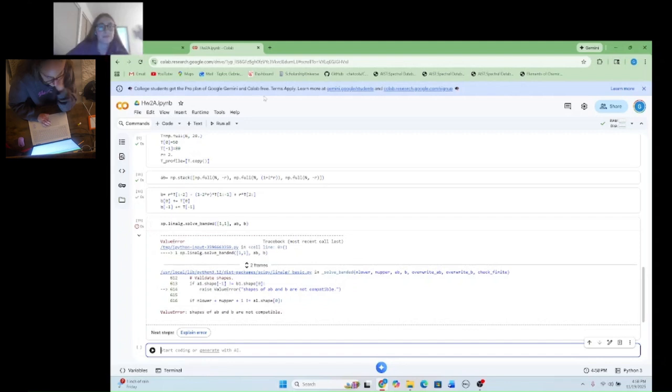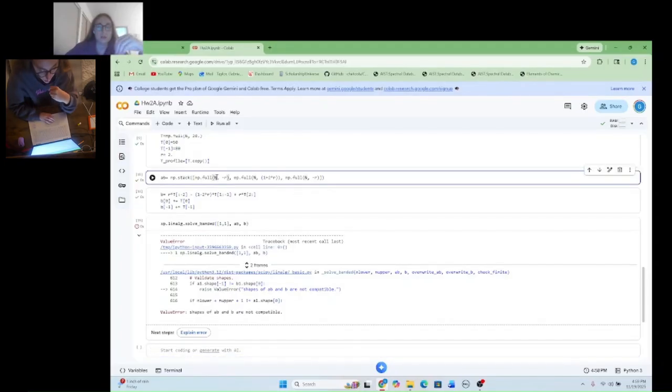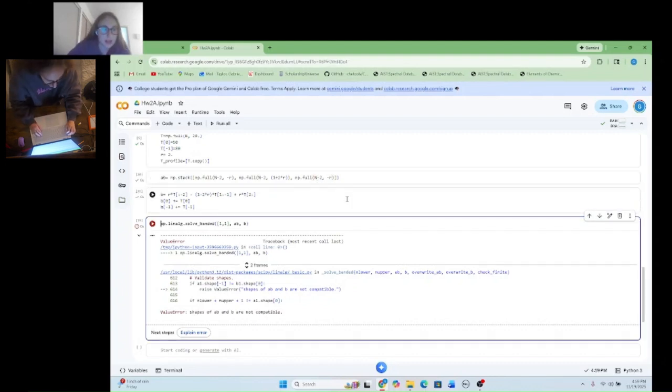Okay, now, since we're here, look at this. It says shape of A, B, and B are not compatible. So, like I said, when I said that this first one is going to need to be not 100, but 98. It's because this over here is excluding the first two and the last two. So to make these able to be compatible with each other, you need to subtract 2, right? So you do that, you do that, you do that.